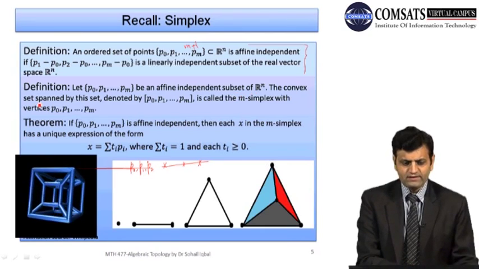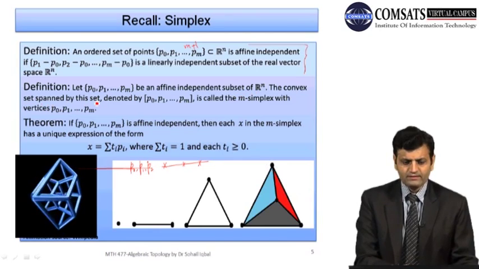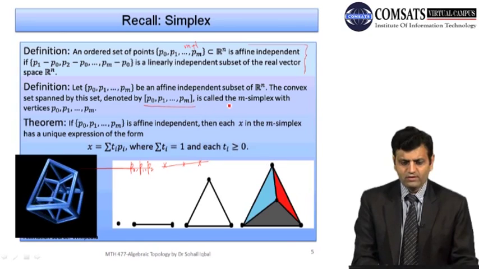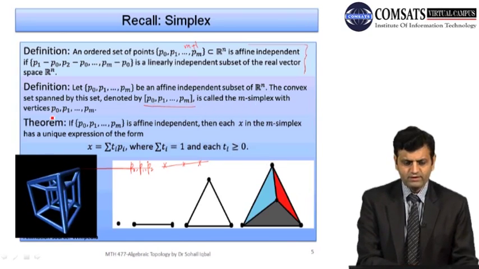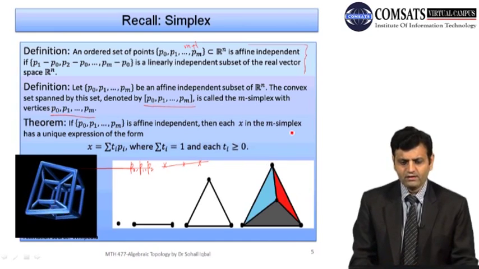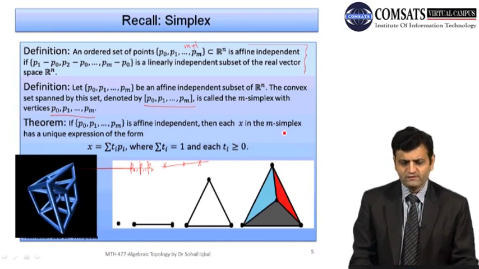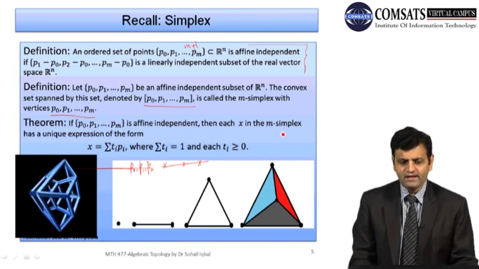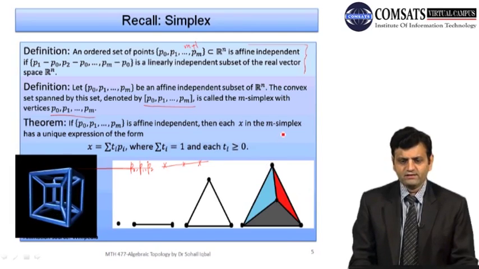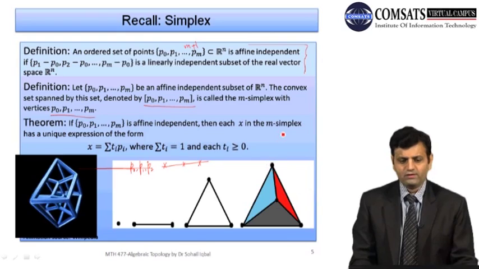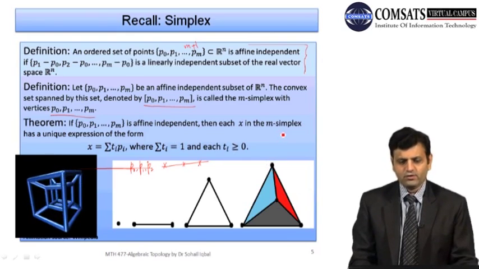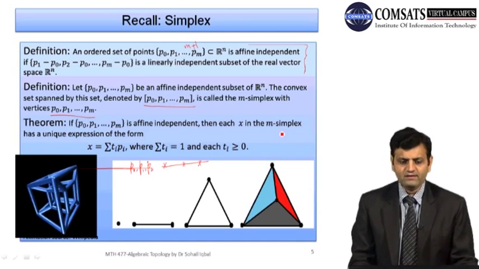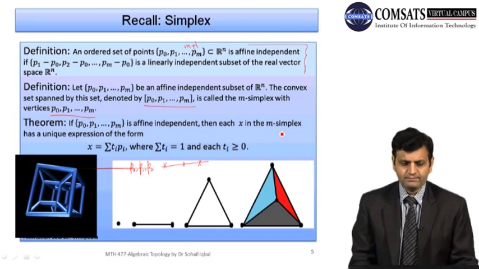So the convex set spanned by this set, denoted by square brackets p0, p1 up to pm, is called the m-simplex with vertices p0, p1 up to pm. Okay, so what does this mean? It means that we are talking about the smallest subset of Rn containing these points, and that subset is convex as well. Or in other words, we are talking about the intersection of all convex subsets of Rn containing the points p0 up to pm.